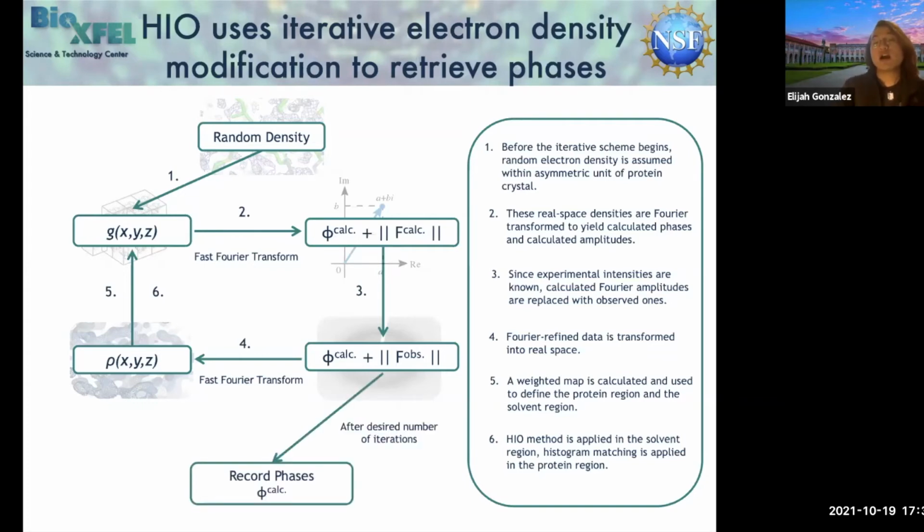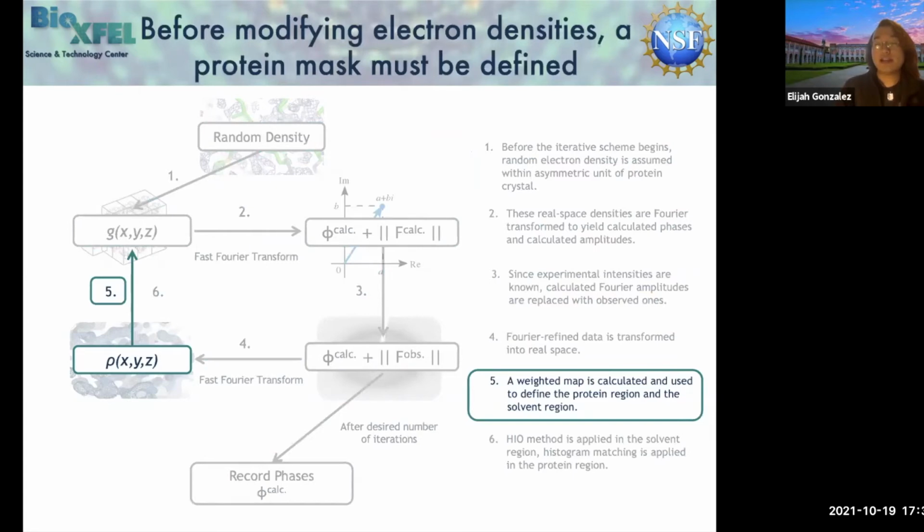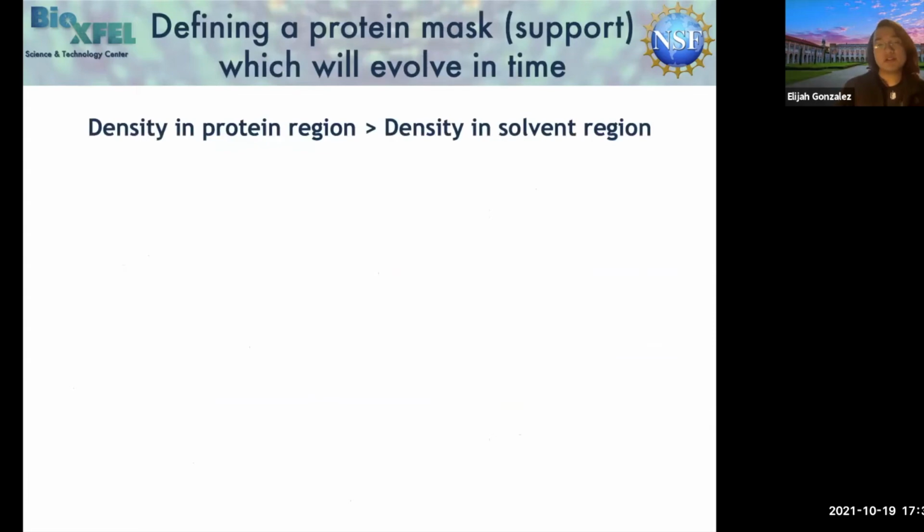And so now we're just going to talk a little bit about how we're defining the support at runtime. And this will allow us to then partition, like I said, the two regions and actually do electron density modifications in both regions respectively. So defining a protein mask support, which will evolve in time, is going to be very similar to the shrink wrap method. Essentially, we're exploiting the fact that we know that density in the protein region is going to be greater than density in the solvent region.